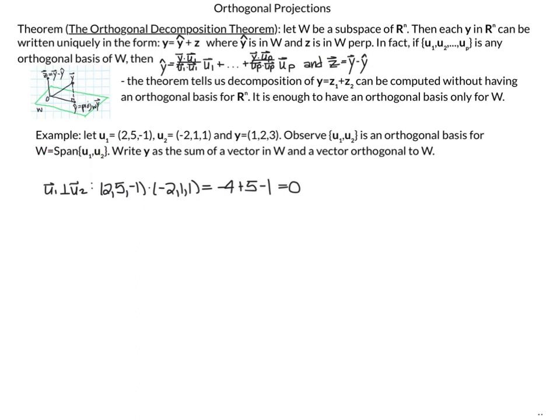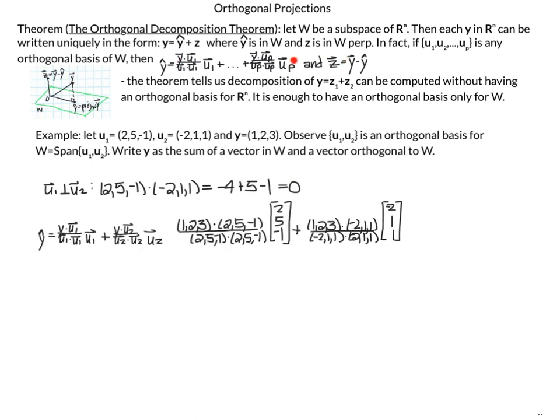Of course, to be a basis, you need to both span and also be linearly independent. But if they are orthogonal, they're linearly independent. So all I need to do really is to show that u1 is orthogonal to u2. So I do that by taking the dot product of 2, 5, negative 1 with negative 2, 1, 1. And this gives me negative 4 plus 5 minus 1, which gives me 0.